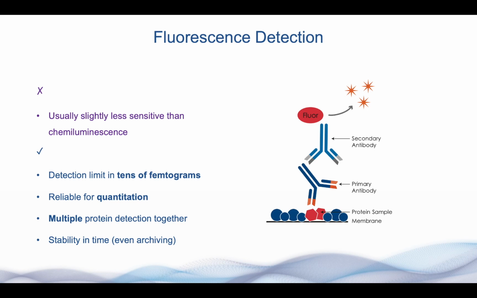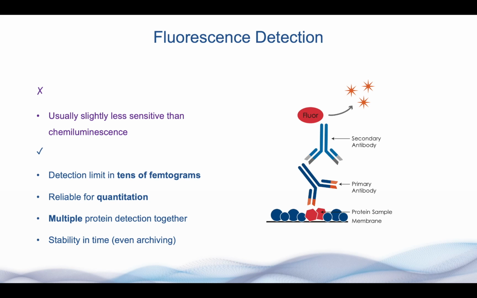The drawback is that it may be less sensitive than chemiluminescence in certain applications. However, that very much depends on your protocols and your whole assay. Still, the detection limits usually achievable are in tens of femtograms, sometimes even in single femtograms. And it's very reliable for quantitation. And you can detect multiple proteins at the same time, which is the greatest benefit of fluorescence detection.